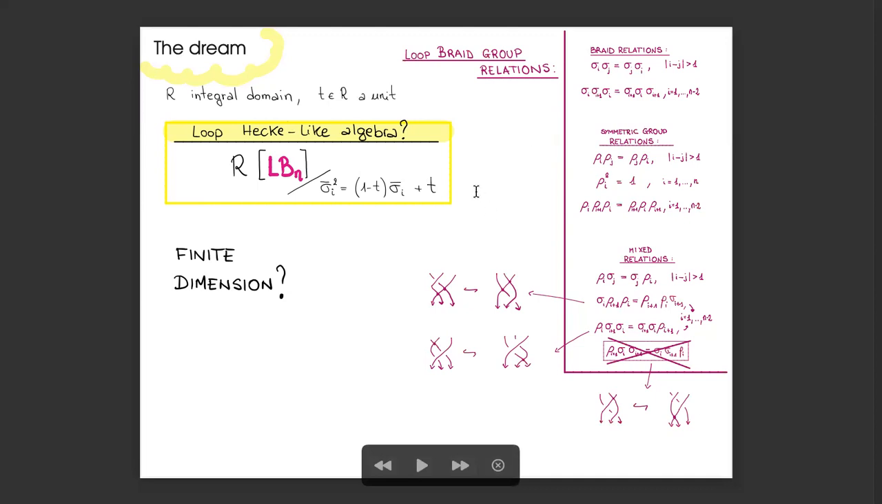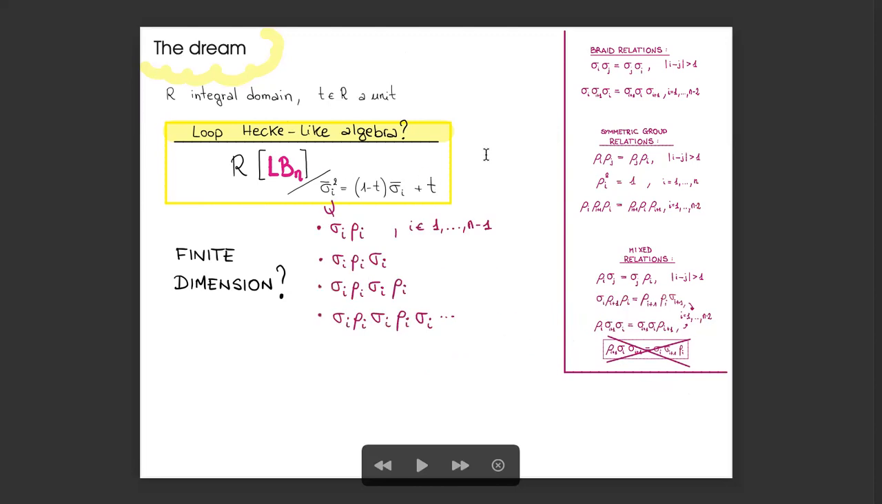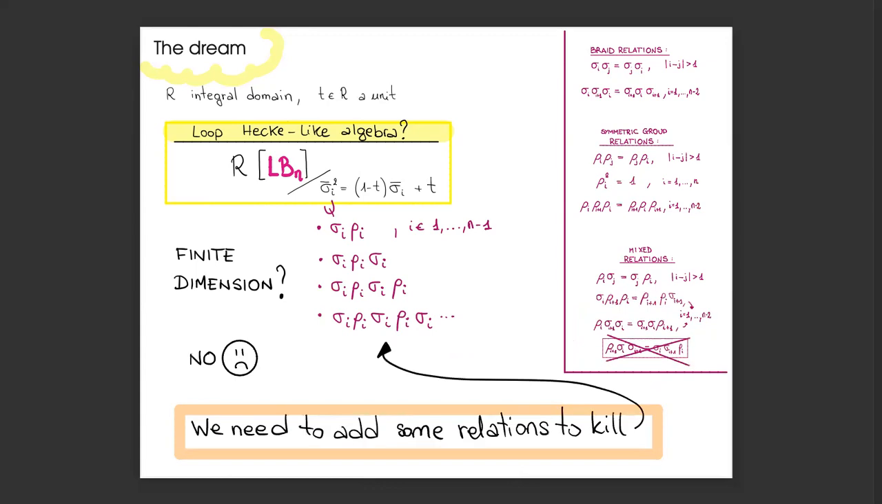So let's see what kind of elements we have here and how we can act with our relations. We have all this arsenal plus this one here. Well, unfortunately, I can write sigma i rho i, and I have no relation to break it. Sigma i rho i, sigma i, sigma i rho i, sigma i rho i, and go on as much as I want. But I have nothing that breaks this kind of words. So no, we are unhappy. This first naive attempt is not finite dimensional. We need to kill these kinds of words.